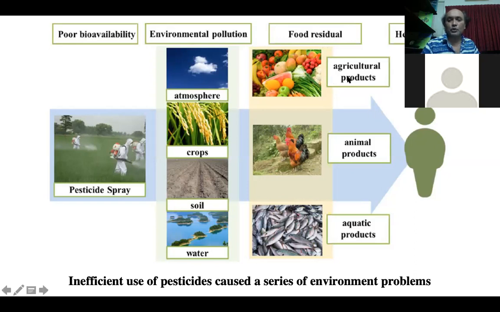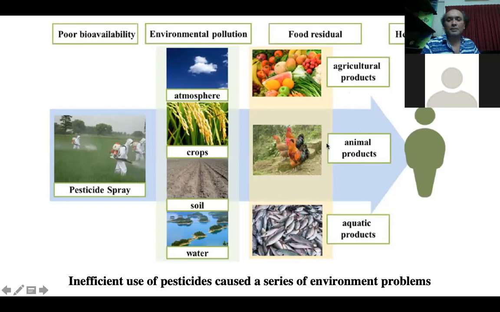Regarding food residue, if people use insecticides and fungicides before harvest of the crop, they remain in the produce, fruits, vegetables, and grains, and ultimately come to our food chain and cause serious hazardous problems. It is believed that many human diseases, especially non-communicable diseases like cancer and others, are due to the high contamination of our agricultural products by hazardous chemicals, especially pesticides.